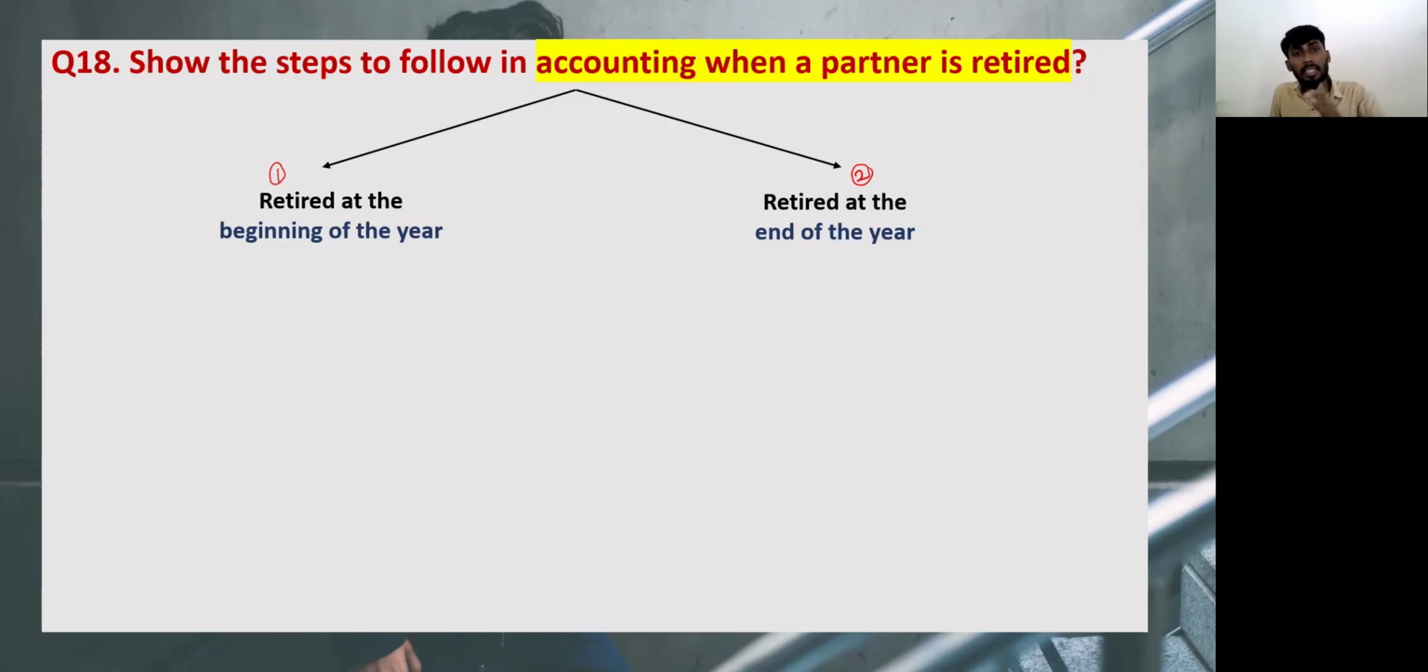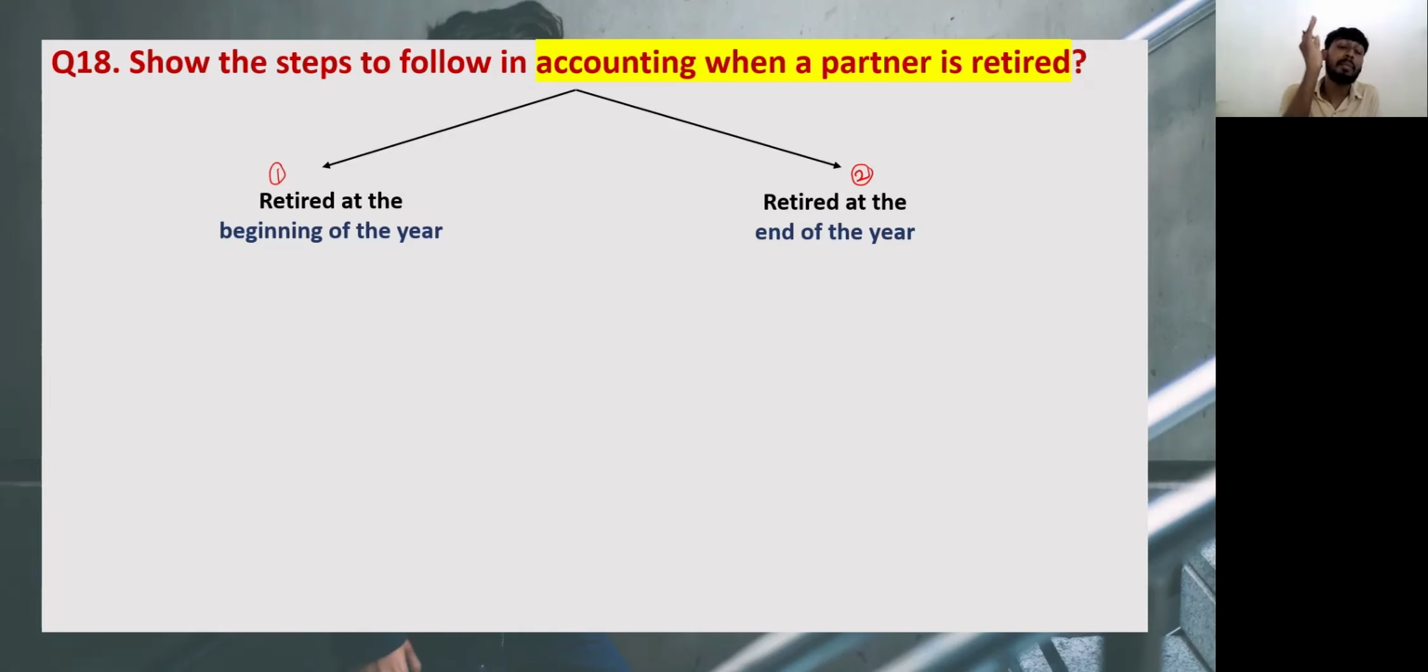Now, if the partner is retiring at the beginning of the year, do we need to give profit for that period to him? What do you think? No, it's not required. Why? If he is getting out from the business from the very first day of the financial year, he was not there to earn the profit within that financial year. So do we need to give profit without him? No need. That's the simplest thing.